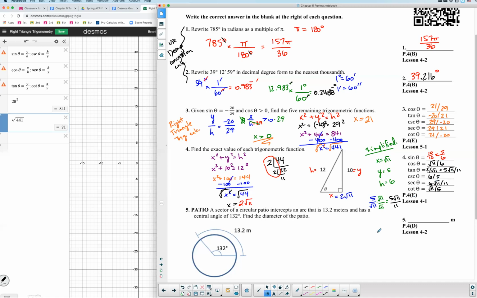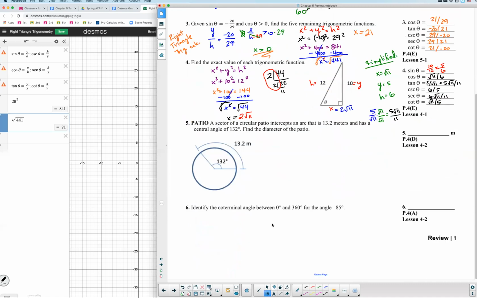All right, let's go on to number 5. Number 5 is lesson 4.2. We're dealing with radians and degrees, and it says here a sector, which is a portion of a circle, of a circular patio, intercepts an arc that is 13.2 meters. That's kind of another way of saying arc length. It's like a portion of the circumference, and it has a central angle of 132 degrees. Find the diameter of the patio.